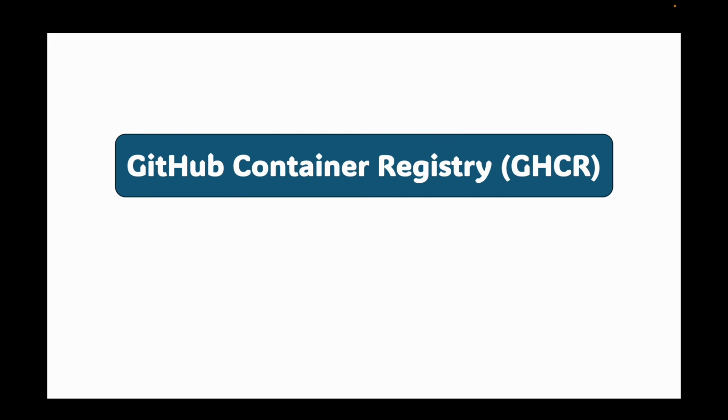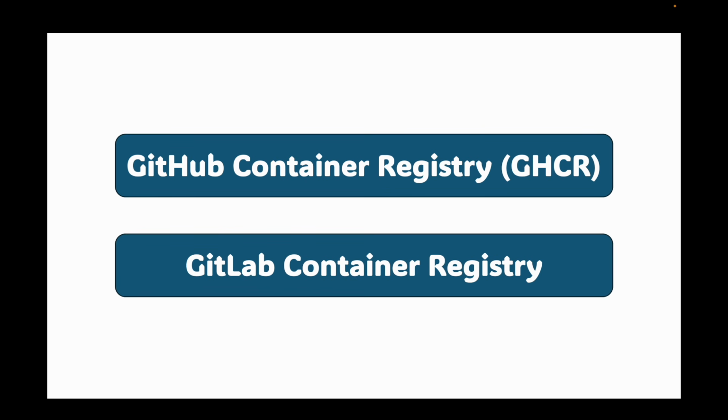Your packages are linked directly to your repository, and you can fine tune permissions using GitHub's same user and team management. And then you have GitLab Container Registry, which is built directly into GitLab. If you use GitLab CI/CD, it's seamless. Every project gets its own image registry automatically, and it's a fantastic all-in-one solution.